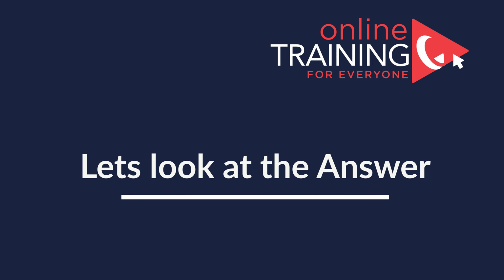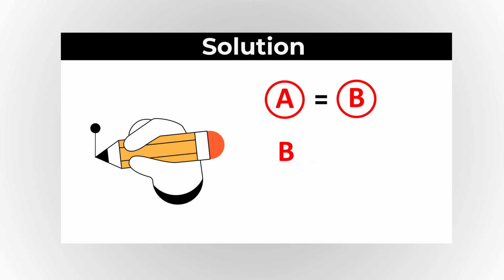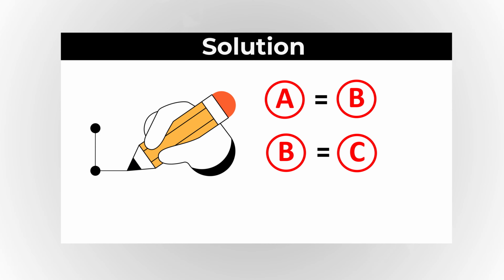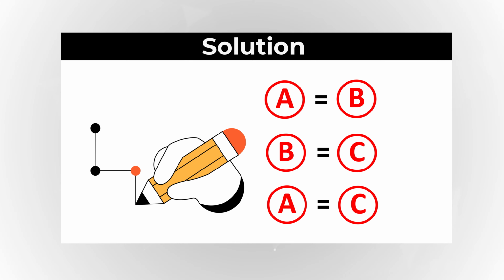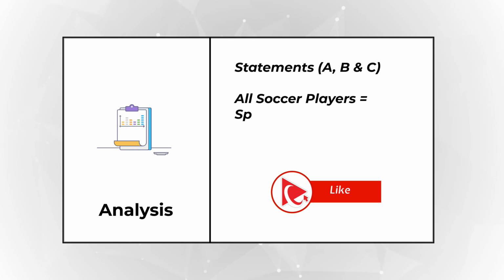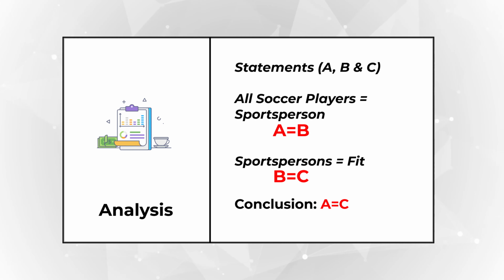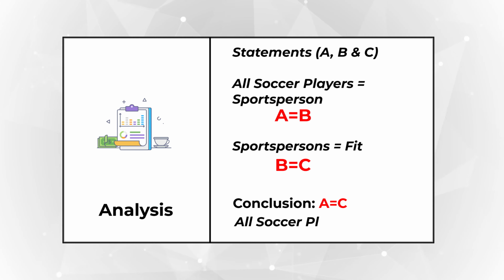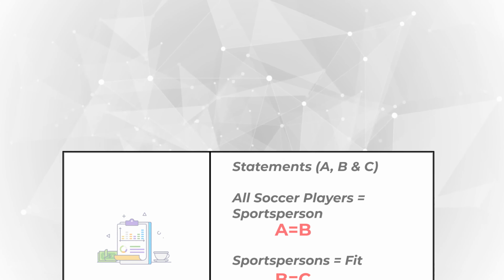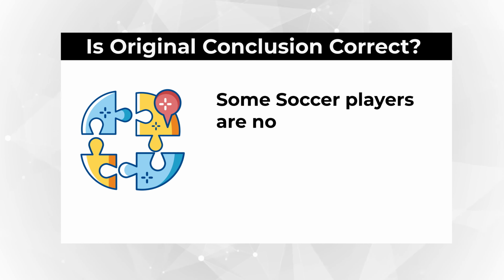As you might be well aware, in the logical world, there is a formula. If A equals B and B equals C, then you can reasonably conclude that A equals C as well. We can look at our original statements as A, B, and C. For example, the statement all soccer players are sports persons could be equivalent to A equals B, and then all sports persons are fit could be B equals C. Based on these 2 statements, we can reasonably say that A equals C, which would mean that all soccer players are fit. Our question, though, asks us if some soccer players are not fit.